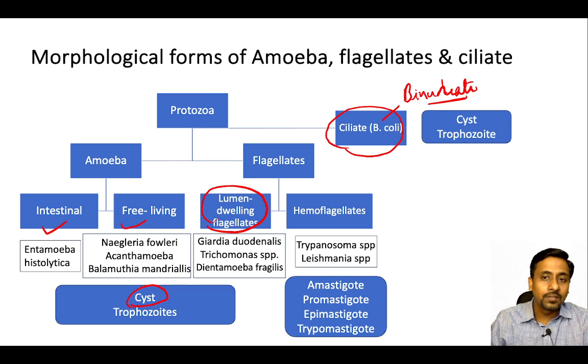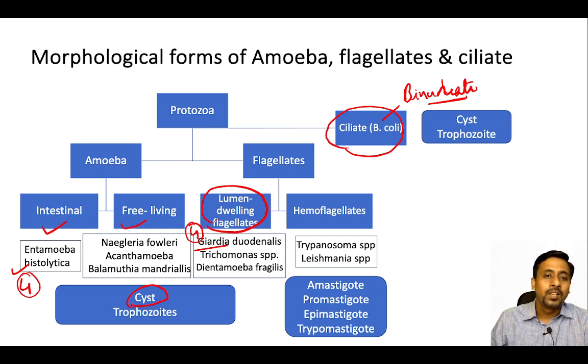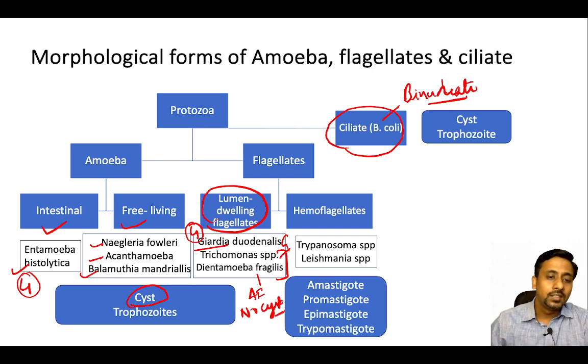Okay, the cyst of Entamoeba histolytica is quadrinucleate, and the cyst of Giardia duodenalis is also quadrinucleate, that has got 4 nuclei. The rest, the free living amoeba, have a single nucleus, that is, they are uninucleate. And these two, Trichomonas species, which is a genital flagellate, and Dientamoeba fragilis, which is an amoeboflagellate, have no cystic stage.